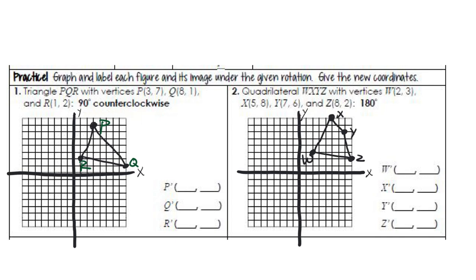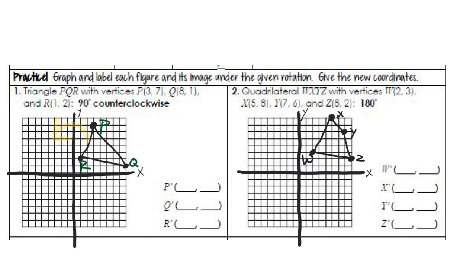So 90 degrees counterclockwise, it needs to go this direction. And 90 degrees is only moving it from this square over here to this square. I am rotating about the origin. So when I rotate it, if R is closest to where I'm rotating it, R is still going to be closest here. I'm just taking it and moving it over.